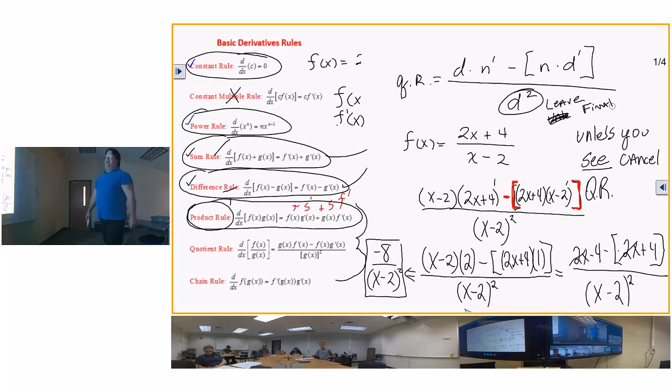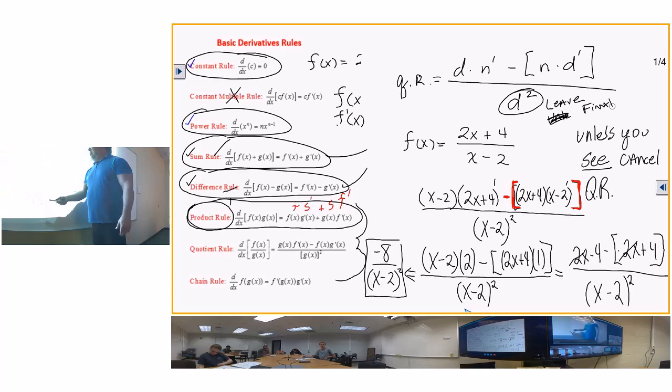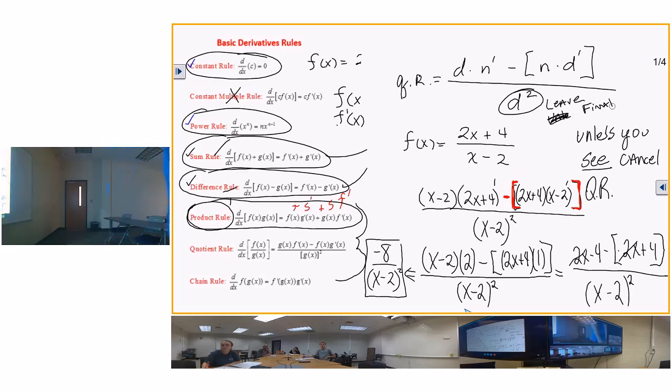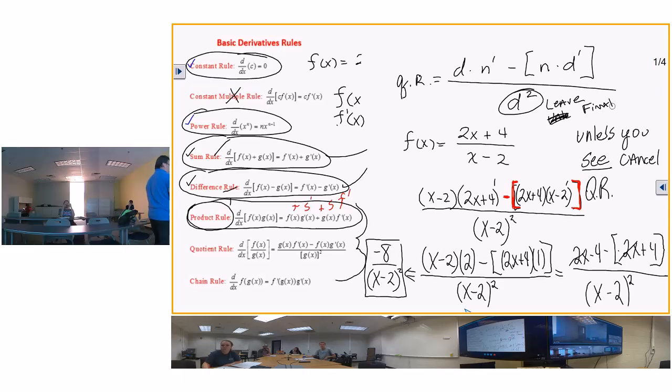Like if that would have been an x minus 2 on where the 8 is, then your answer would be 1 over x minus 2. You could cancel the x minus 2. That denominator, you don't touch it unless you cancel something.